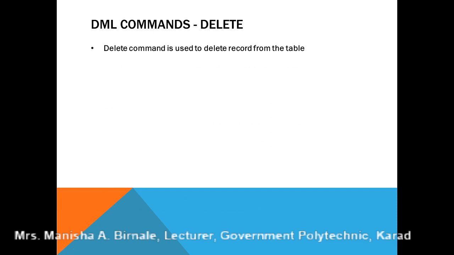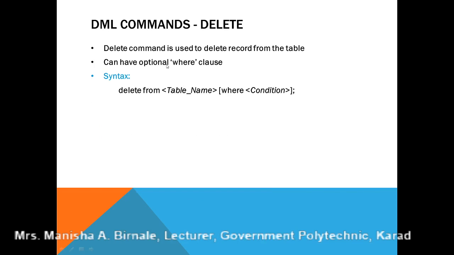Now the third DML command is the delete command. The delete command is used to delete a record from the table. It can have an optional where clause. If you want to delete all records from the table, then there is no need of using the where clause. If you want to delete only a specific record from the table, then you have to use the where clause. This is the syntax: delete from table name, and where condition is optional. The command is terminated by a semicolon.